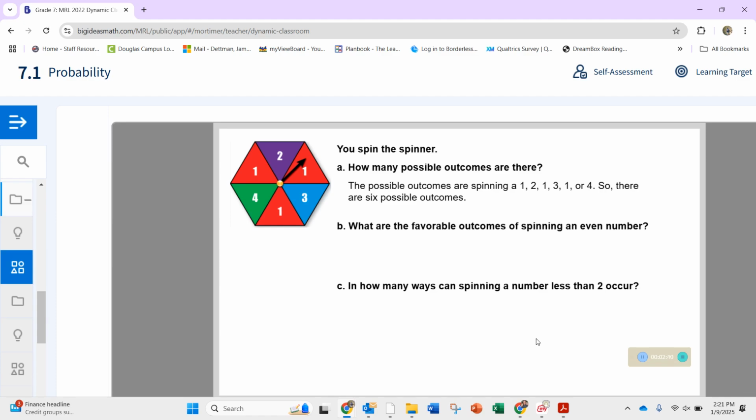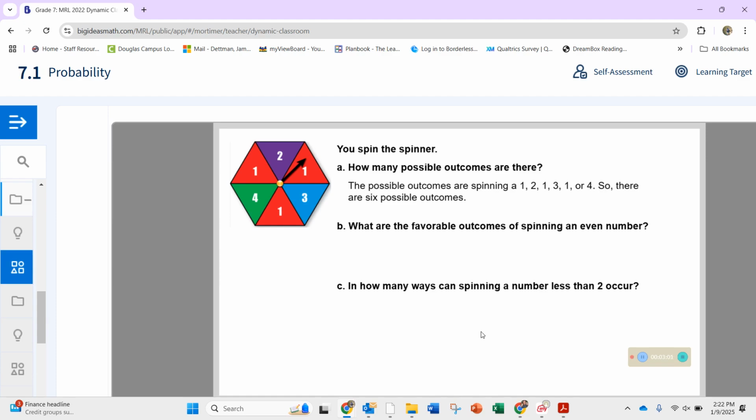So let's see, the possible outcomes of spinning a 1, a 2, a 1, a 3, a 1, or a 4, there's 6 possible outcomes. All those things could happen, right? The purple 2, there's a red 1, there's another red 1, there's a blue 3, and so on. So 6 possible things.